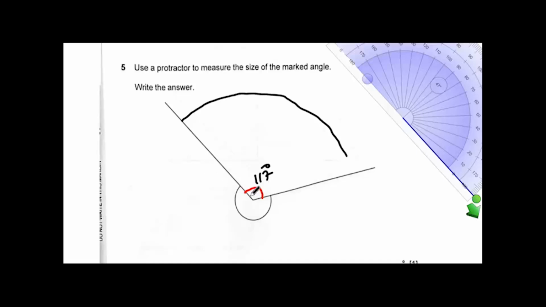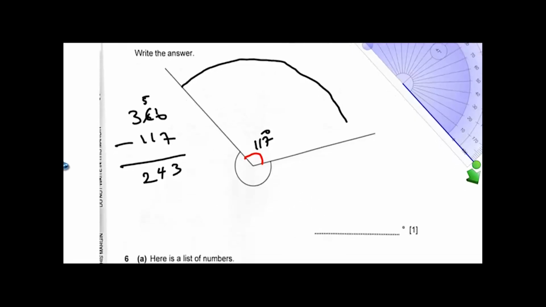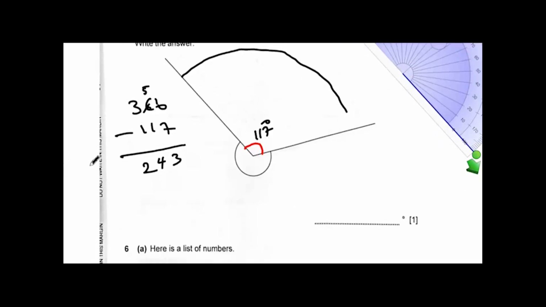So we can easily get the black angle, which is the required one, by subtracting 117 degrees from 360 degrees. If you do that like this, borrow 1 from 6, you have 5 left, put 1 here, that makes 10. 10 minus 7 will be 3. 5 minus 1 will be 4. 3 minus 1 will be 2. So that means the value is 243 degrees. So let's go to the next one.